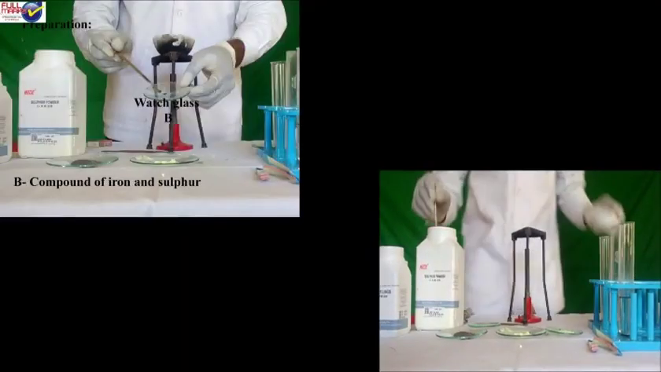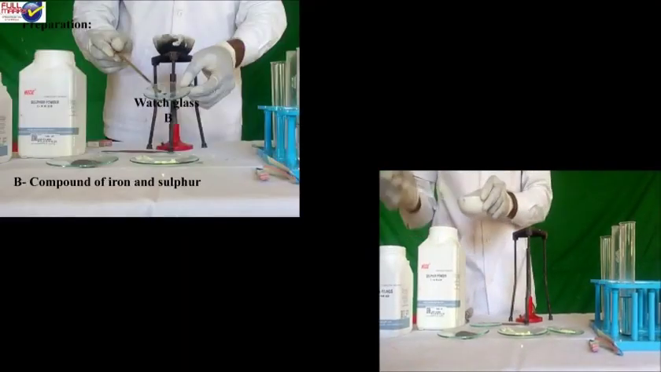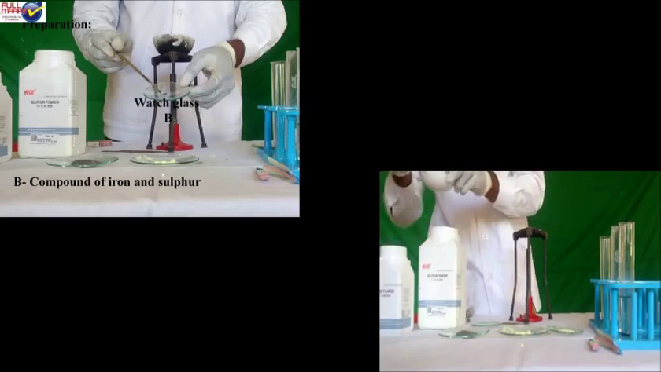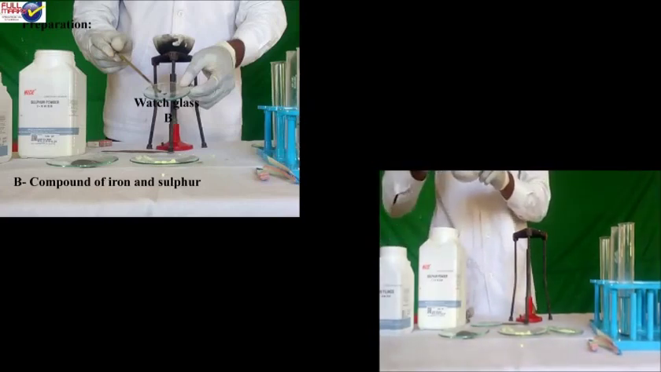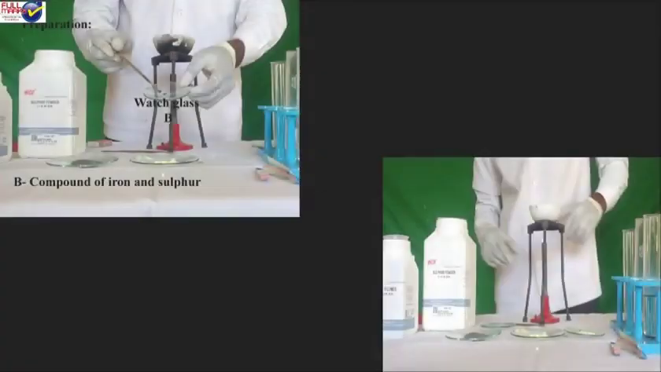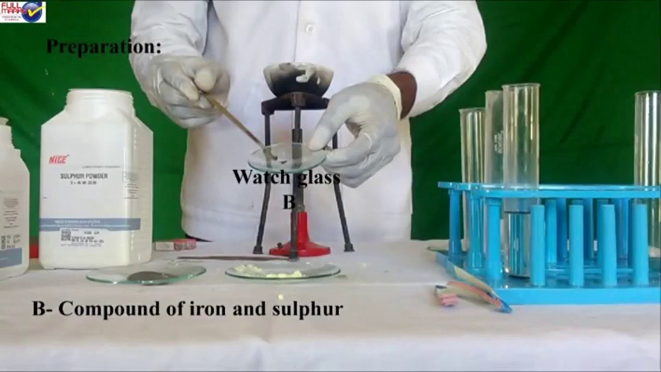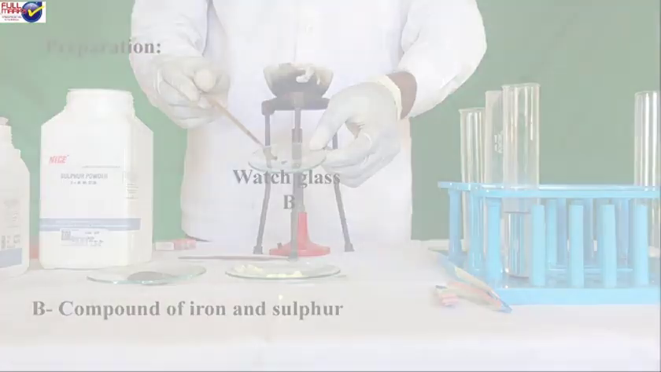Preparation of a compound of iron and sulfur. Take a pinch of iron filings and a pinch of sulfur powder in a hot glass test tube. Hold it in a test tube holder. Heat it on the flame till the contents glow. The reaction between sulfur and the iron filings is seen in the test tube and iron sulfide is formed. Transfer the compound formed into a watch glass B.